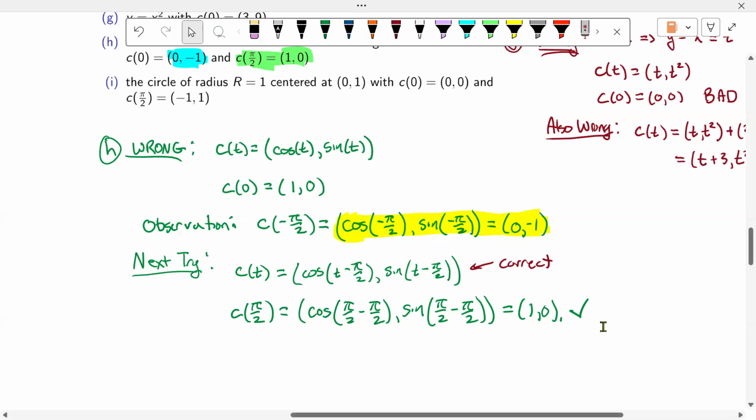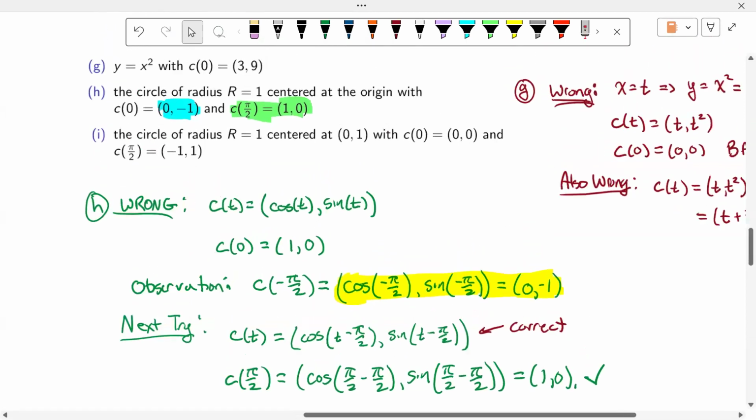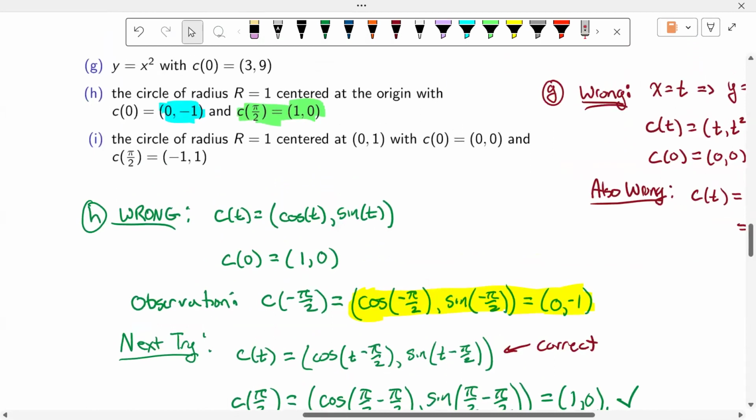Now here's an even harder one to think about, and we'll finish up with this one next class, but you could try thinking about it in the interim. You've got a circle of radius 1, and now it's centered at (0, 1). You want C of 0 to give the origin and C of pi over 2 to give (-1, 1). Oh man, this is getting harder, but I bet some of you could figure it out. It's not as hard as it looks. It just looks kind of hard.